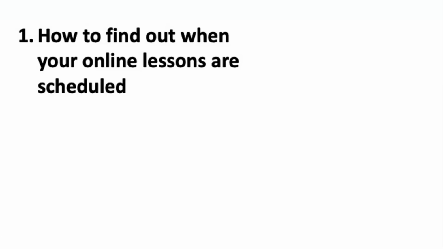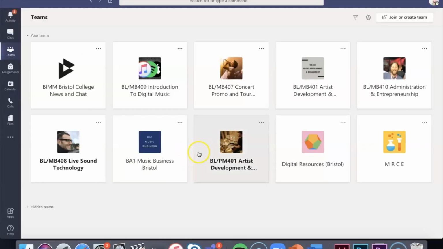How do you find out when your lessons are scheduled? Well, most of you won't see any change in your timetable, so you will have your virtual lessons at the same time you had your sessions in the college. In Microsoft Teams, you can remind yourself of your schedule by checking your calendar, so let's open up the app and have a look. So here we are in Teams. We want to go to our calendar on the left here.